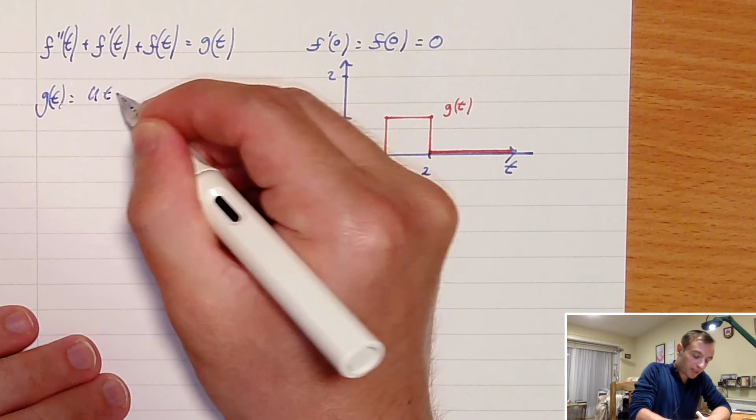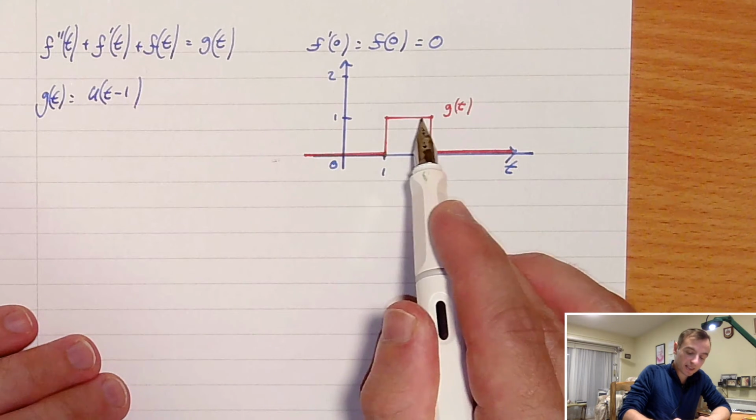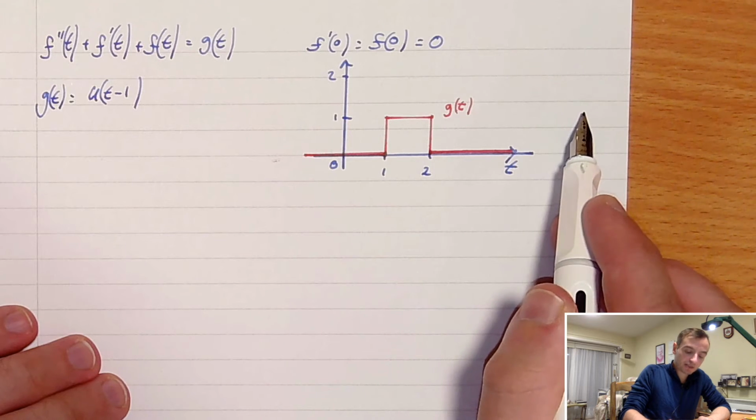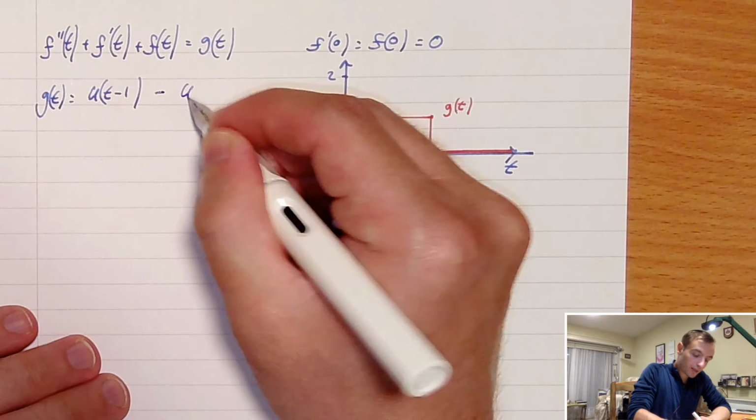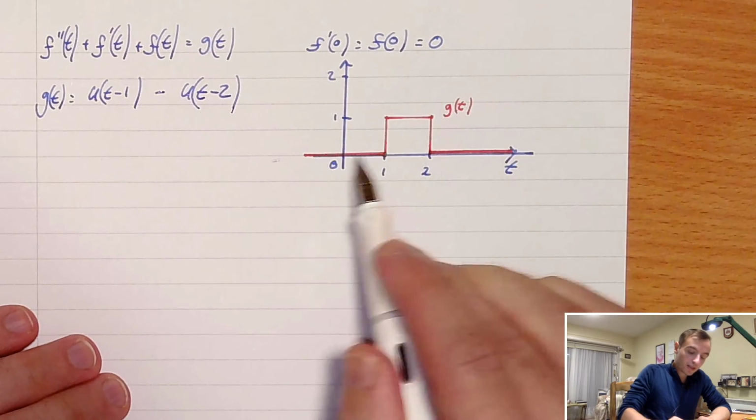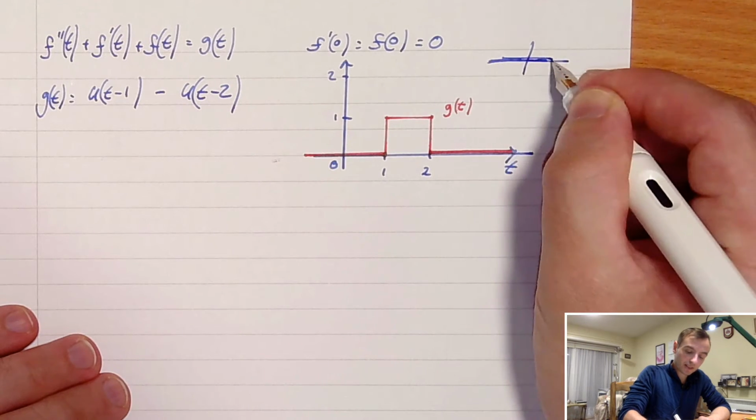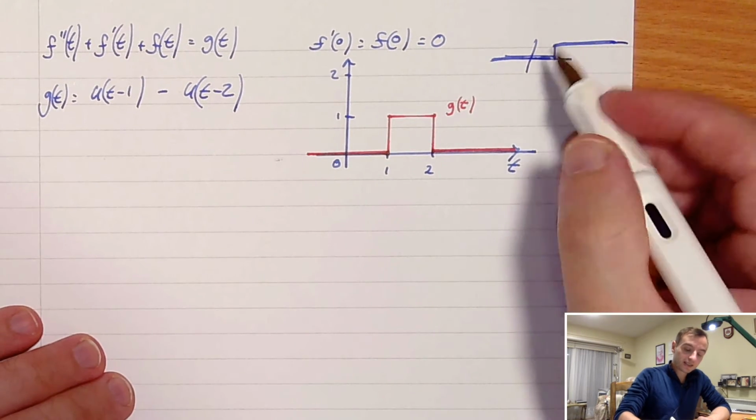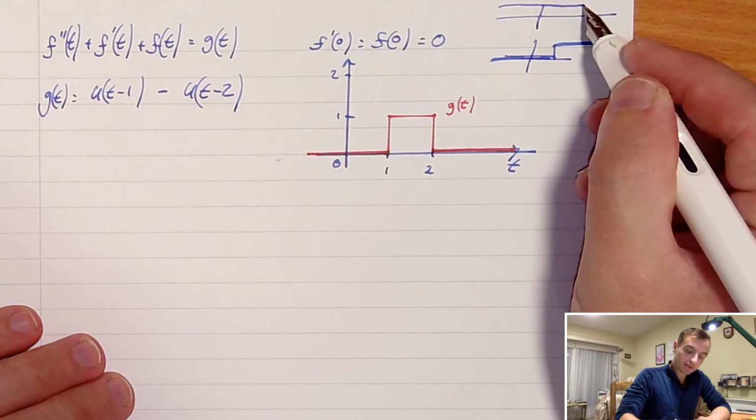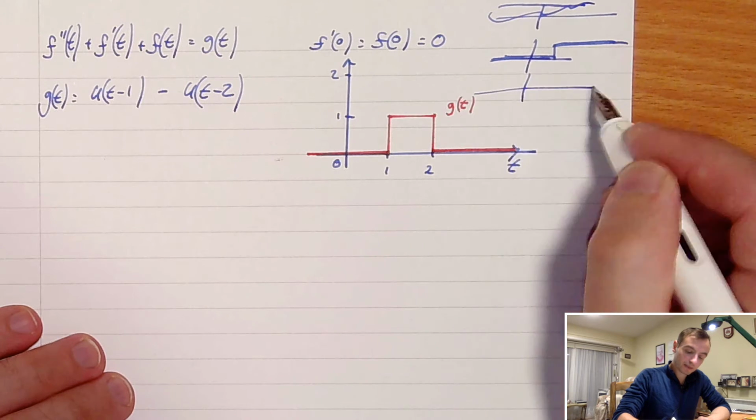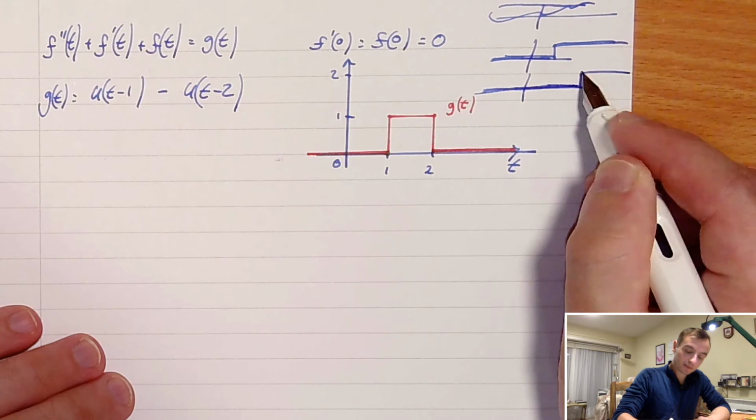So that's just going to be u of t minus 1, which is effectively going to be 1 forever and ever and ever. And we need to subtract from that the one function that turns on at 2, minus u of t minus 2. Because what that's doing is saying, we'll take this function over here, which goes on forever, and we're going to take the function u of t minus 2, which will go all the way to here, and then turn on.